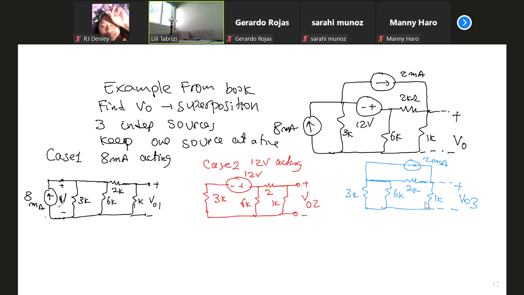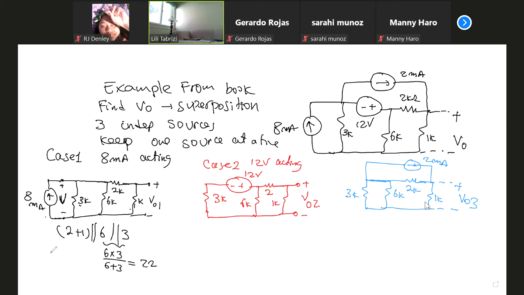What is the voltage? From the end, you can combine. Don't worry about VO1; find this total voltage. Notice that 2K in series with 1K is in parallel with 6K, in parallel with 3K. So 3K and 6K in parallel is 6 times 3 divided by 6 plus 3, which is 18 divided by 9, equal to 2 ohm.